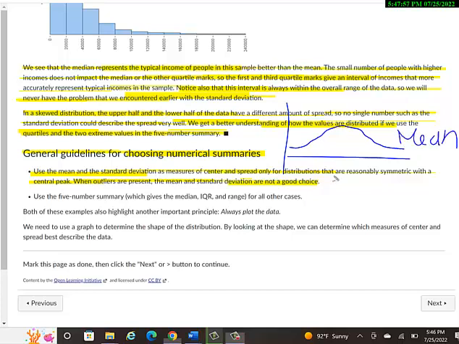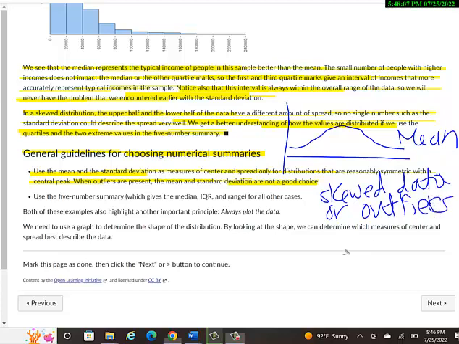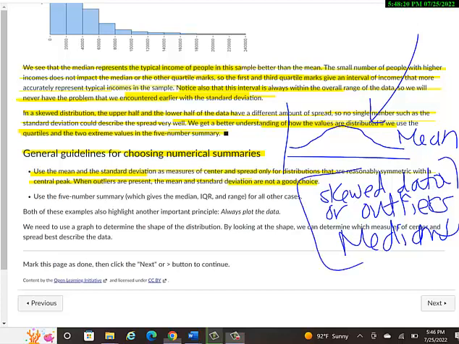But if you see some skewed data, like we just saw in the above example, or outliers, then you're going to want to use the median. So if you have nice data that behaves well, it's not skewed to left or right, it doesn't have a lot of outliers, then you want to use the mean. But if it's misbehaving, skewed to the left or right, not a nice bell-shaped curve, then you're going to want to use the median and quartiles. So we use the 5-number summary, which gives the median, interquartile range, and range for all other cases.